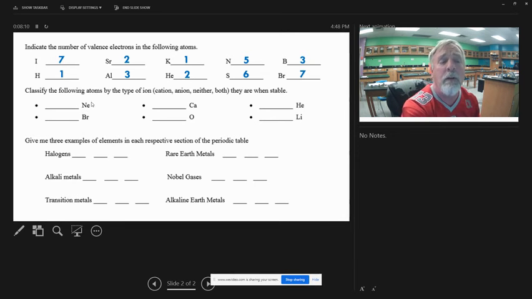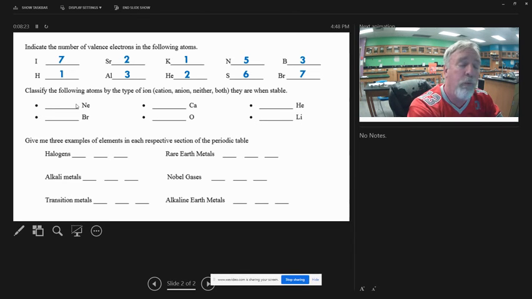Classify the following atoms by type of ion. Is it a cation? Is it an anion? Is it neither? Or is it both? Wow, that's an interesting one. This is a little tougher. Let's look at this. So neon, right? We know if we see neon, it's in group 8. We know group 8 doesn't react at all. This isn't going to form an anion or a cation. This is not going to form either. So this will be neither of them.